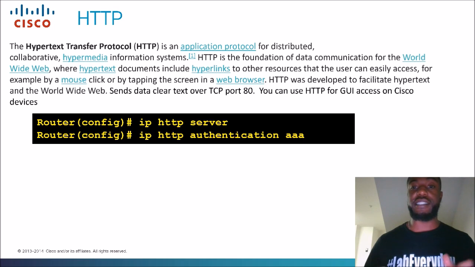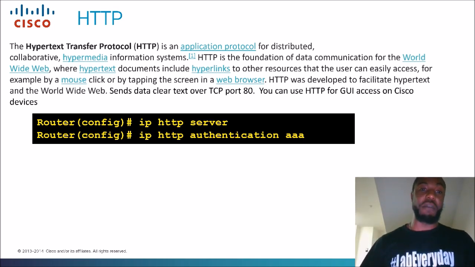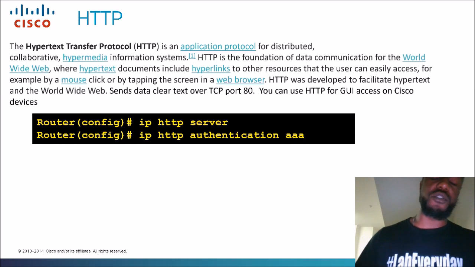It's clear text, and you can use it for GUI access on a Cisco device. So in other words, instead of doing the CLI using those commands like we've been doing with IOS and stuff like that, you could actually go to a web browser and configure and manage your devices through a web browser. And we could do that with HTTP. Here is just a really simple configuration. You declare a router as a server with this command, and with this command you can do authentication. But we're going to do just a little bit more with the lab that we got from GNS3 Vault.